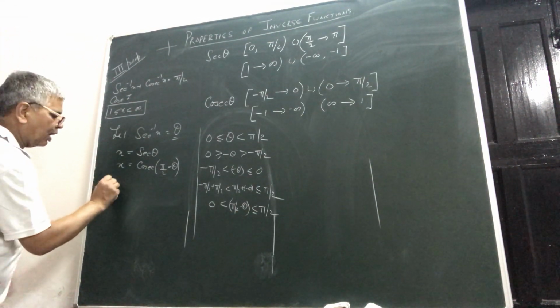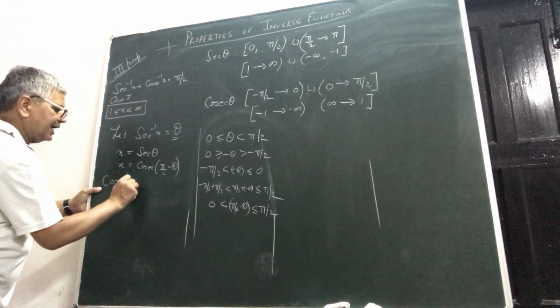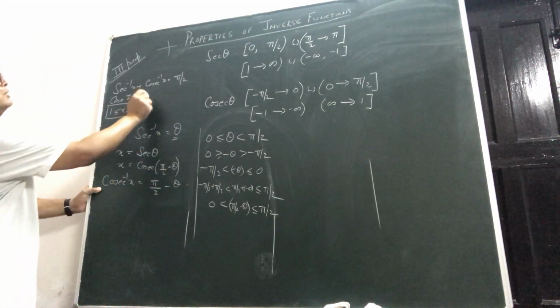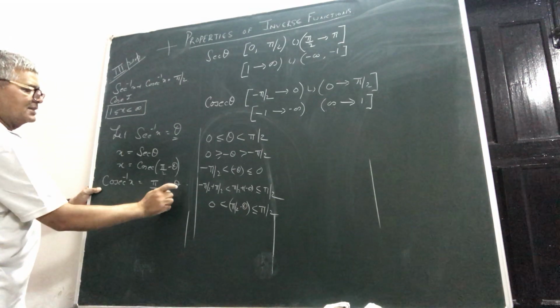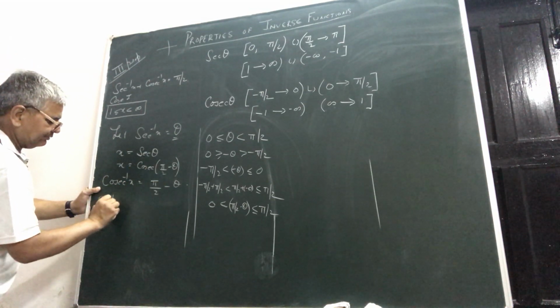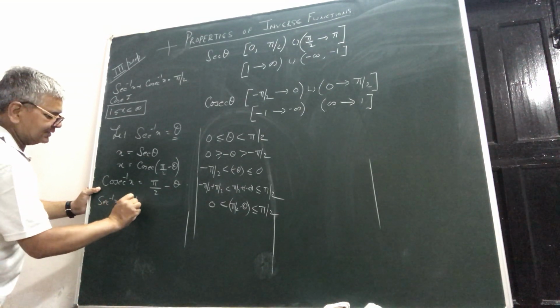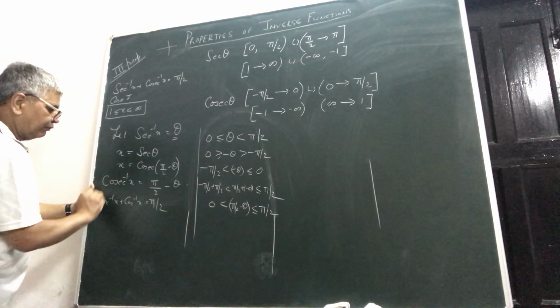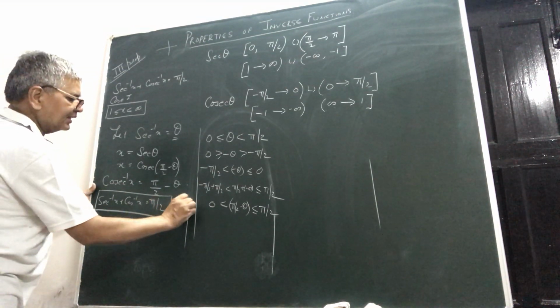So we can now take cosec inverse x is equal to pi by 2 minus theta. Theta is what? Your sec inverse x. So sec inverse x, you can bring it here and do sec inverse x plus cosec inverse x is equal to pi by 2. The result is proved for case 1, when x is greater than 0.